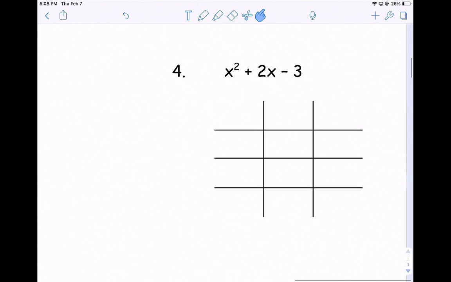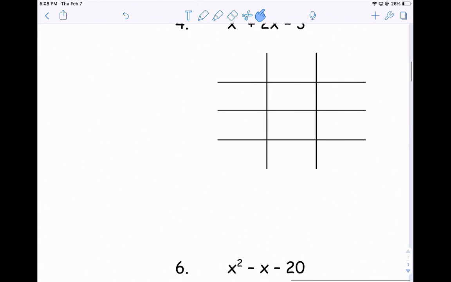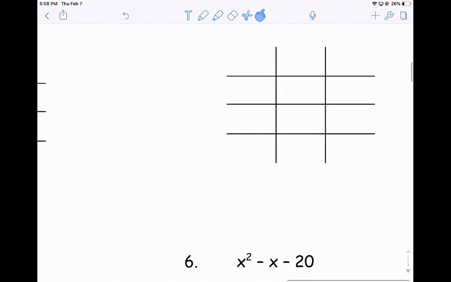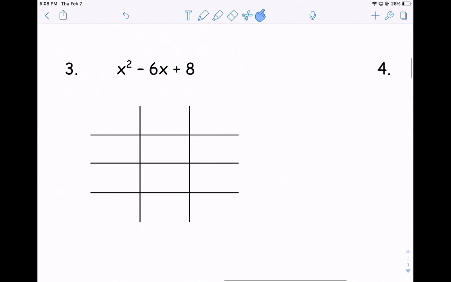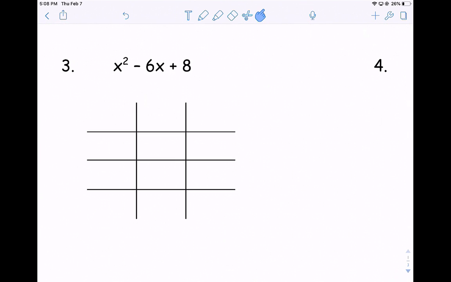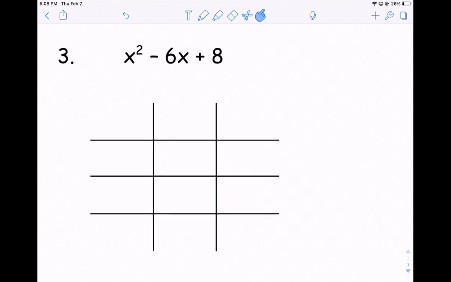Okay, let's do one more example with a leading coefficient of 1. So we'll do number 3 here. Again, we want to first look for greatest common factor. I don't have a greatest common factor. I don't have a number to divide out. I can't take an x out of this 8. It doesn't have an x. At that point, we go straight to factoring, or tic-tac-toeing, factoring by tic-tac-toe.